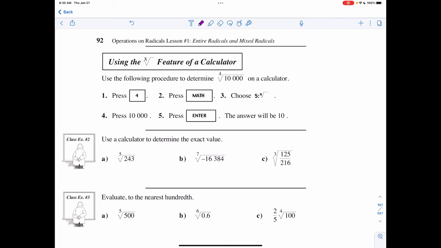When you go into the math functions on your calculator, you will find the x index, which you can use for any index that you need.